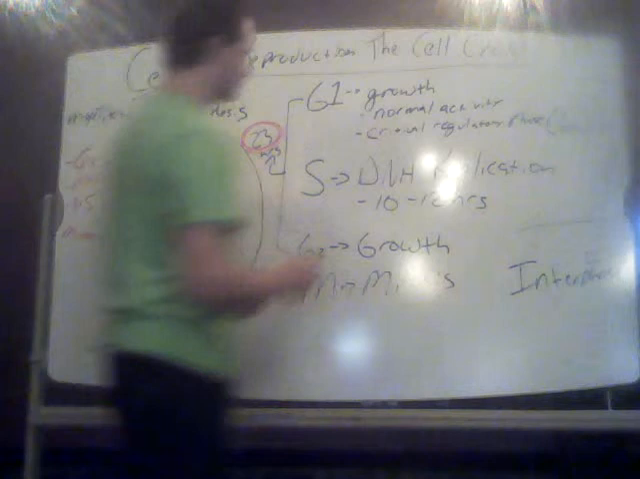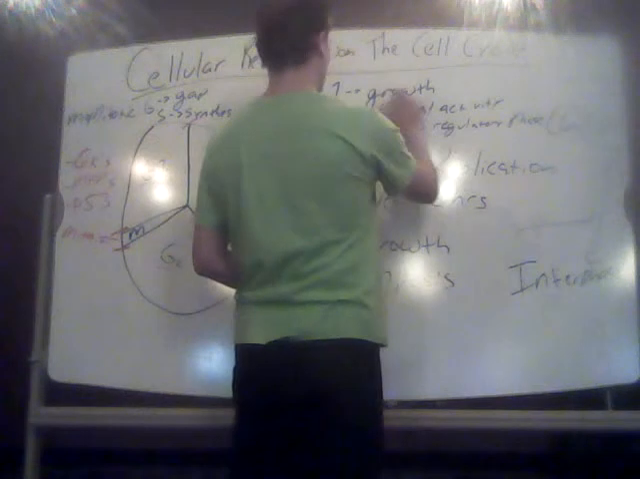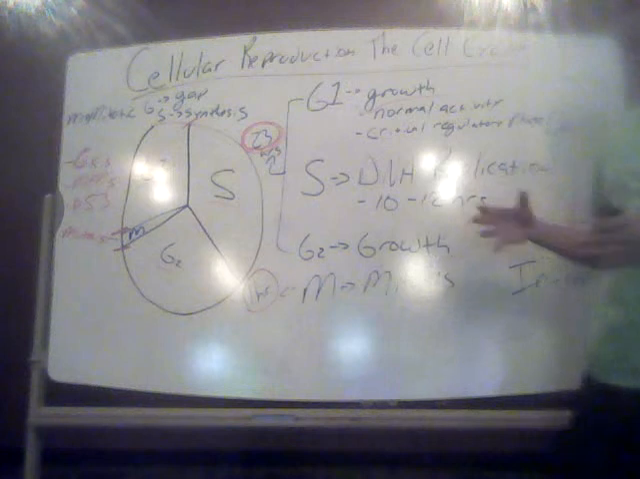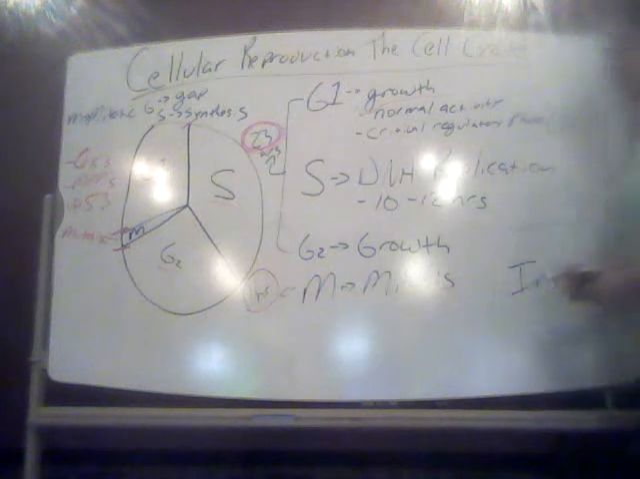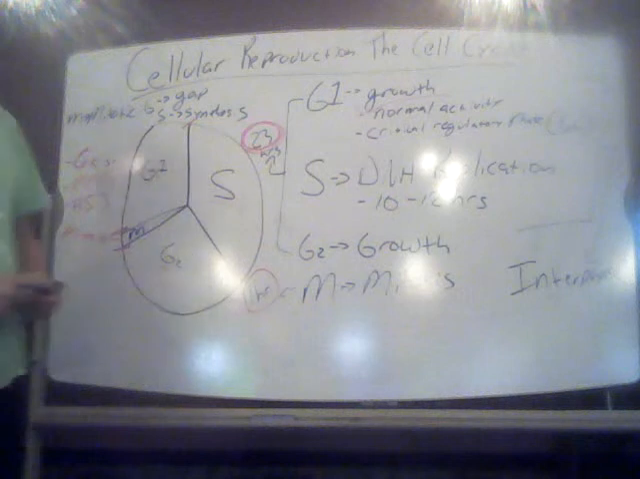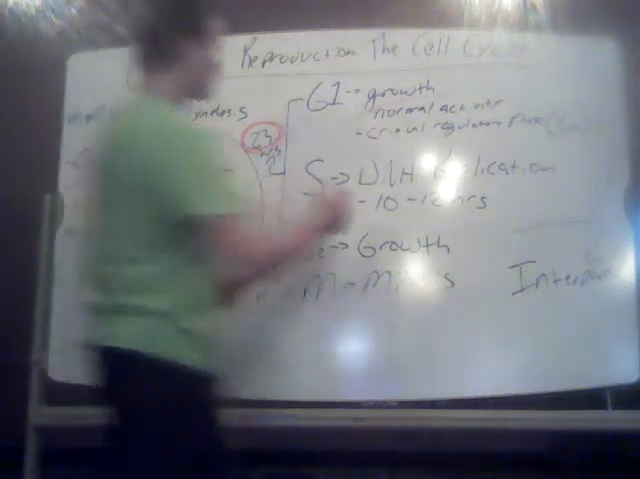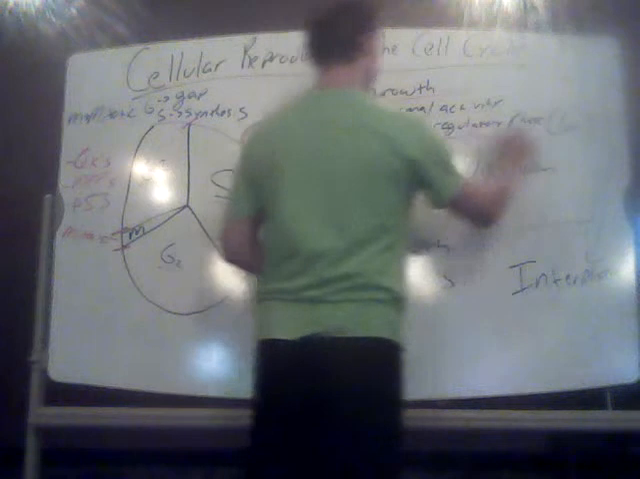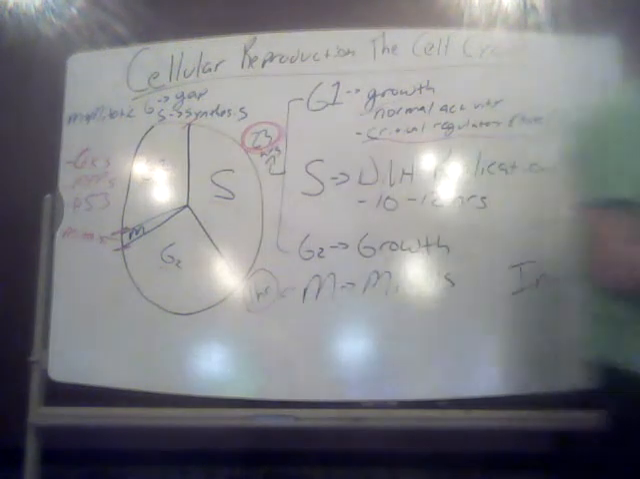So basically what's going on, especially during G1, the first gap phase, is just cellular growth. The cell is enlarging in size. It's increasing its surface area. It's making more organelles. It's increasing everything about itself, along with fairly normal activity that's going on as well. But another thing about this is that this is a very critical regulatory phase of the cell cycle.